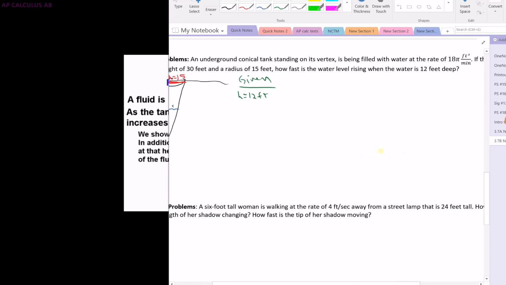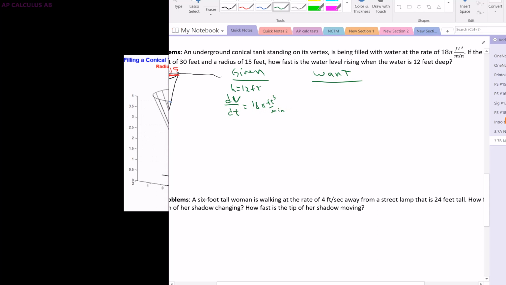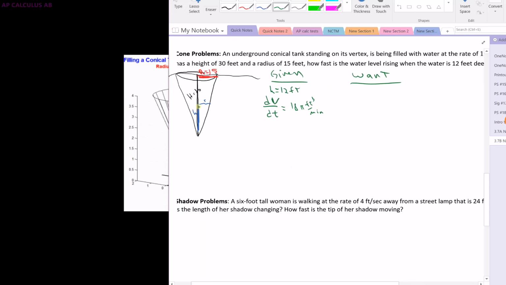And we're given that it's being filled at a rate of 18 pi cubic feet per minute. That's an important one. What is cubic feet? That's a volume. So we know that the rate of change of the volume, dV/dt, is 18 pi cubic feet per minute. And what is it we want? We want to know how fast the water level is rising. The water level is this little h. So we're asking for what is dh/dt when h is 12. Right, so let's start with a primary equation.